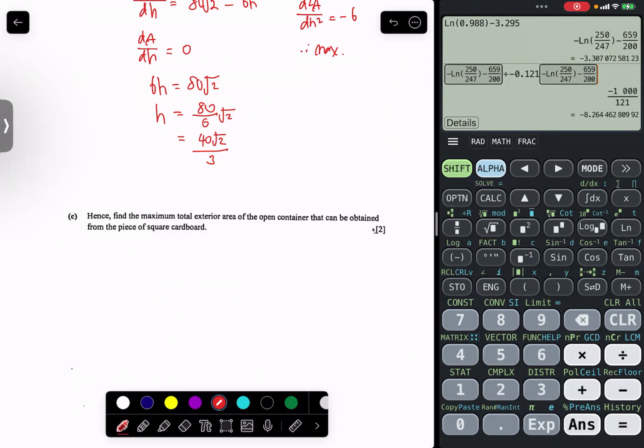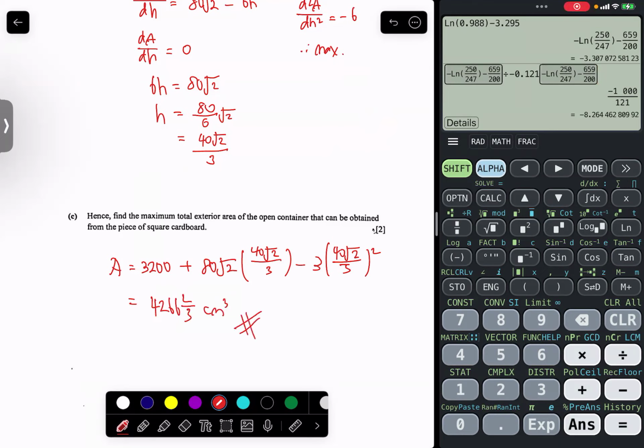Hence, find the maximum total exterior that can be obtained. With h of 40 square root 2 over 3, A equals 3200 plus 80 square root 2 times 40 root 2 over 3 minus 3 times 40 root 2 over 3 squared, which equals 4266 centimeter cube.